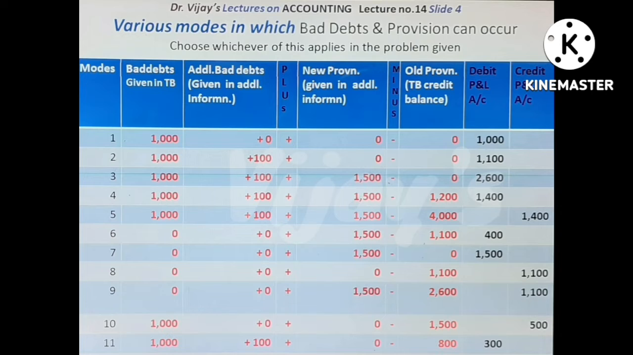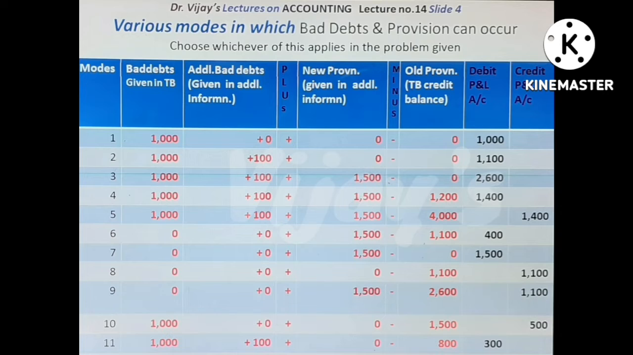Now mode number 2, bad debts 1,000, additional bad debts 100, new provision nil, old provision nil. So this 1,100 you have to show in the debit side of profit and loss account. In balance sheet from sundry debtors, you should subtract additional bad debts 100. Now mode 3, bad debts 1,000, additional bad debts 100, new provision 1,500, old provision nil. So applying the formula bad debts plus new provision minus old provision, bad debts is 1,100, new provision 1,500 and old provision 0.